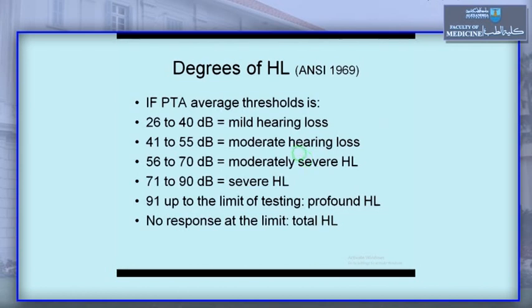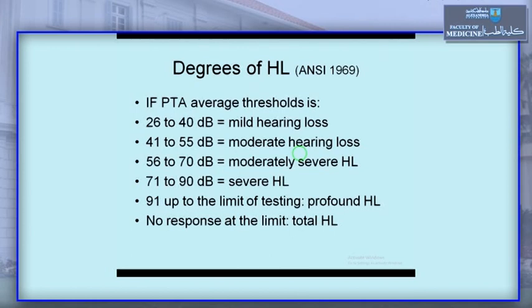If the pure tone average lies between 26 and 40 decibel, that's a case of mild hearing loss. Between 41 and 55 decibel, that's moderate hearing loss. From 56 to 70 decibel, that's moderately severe hearing loss. From 71 to 90 dB, that's severe hearing loss. 91 up to the limit of testing, that's profound hearing loss. If no response at the limit, then that's a case of total hearing loss.